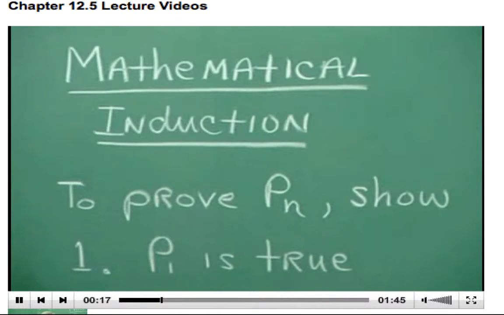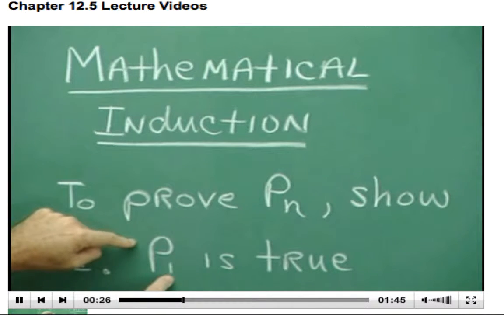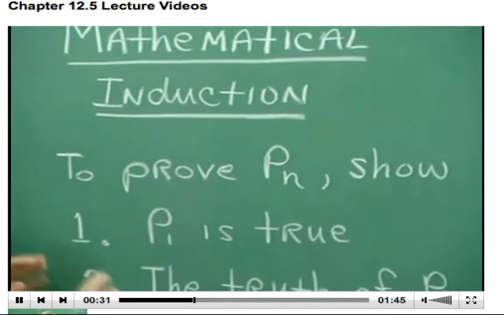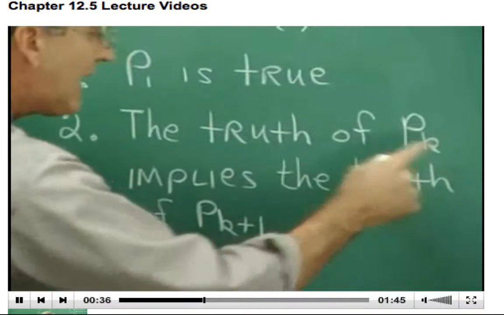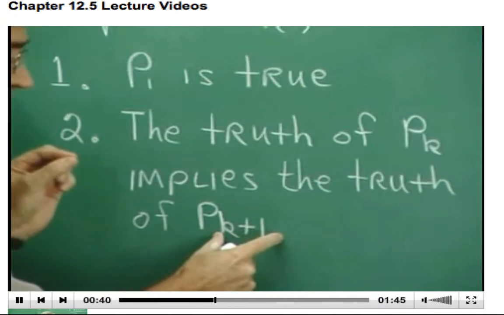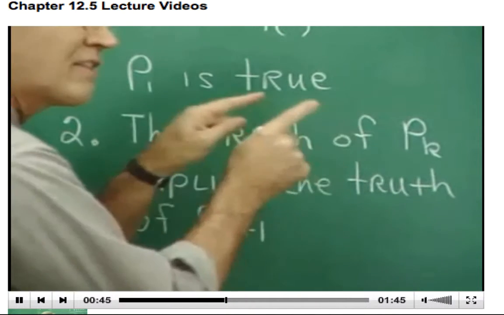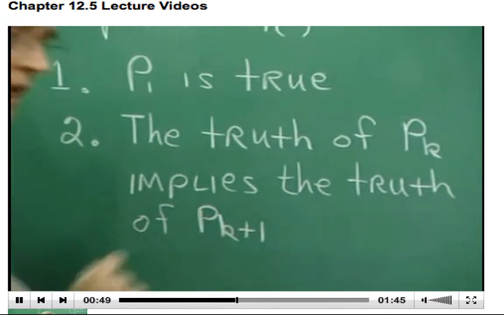To prove that a proposition is true for n items, we need to show first that the proposition is true for n being 1, for the first item. And then, and here's the kicker, we need to show that the truth of the proposition for k items implies the truth of the proposition for k plus 1 items. That is, the truth of the kth item implies the truth of the k plus 1th item.